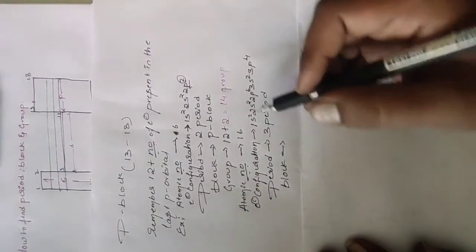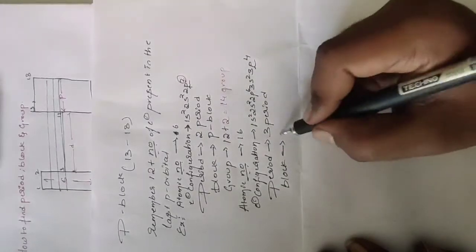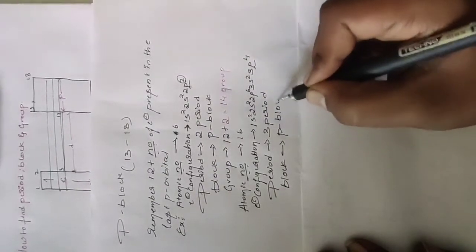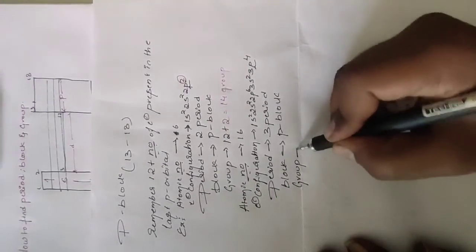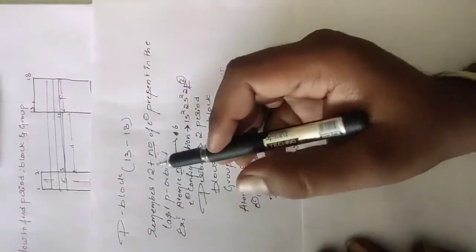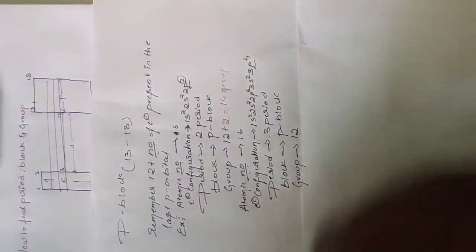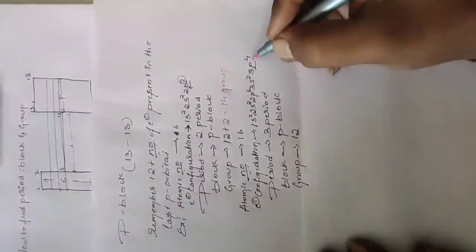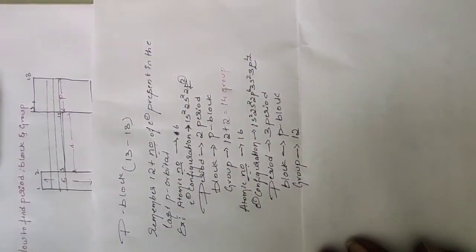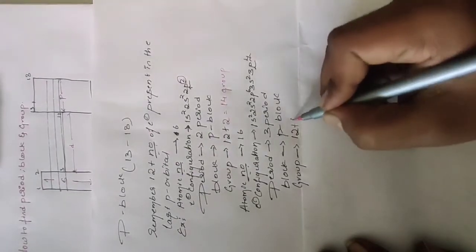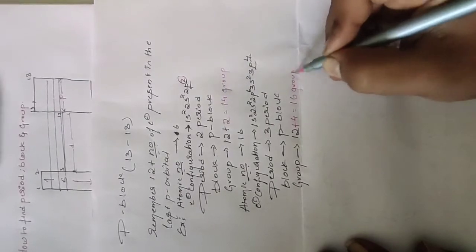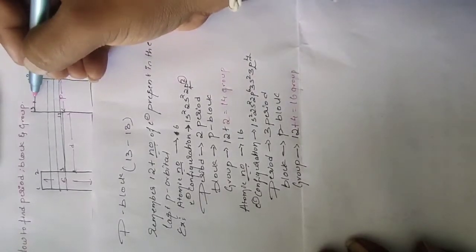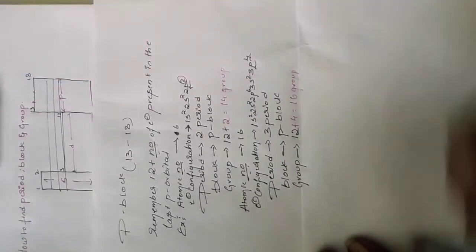The last subshell is p, so it is the p block. Then group: I told you 12 plus the number of electrons in the last p orbital, that is 12 plus 4, it is the 16th group. 16th means 14, 15, 16. Okay, 16th group.